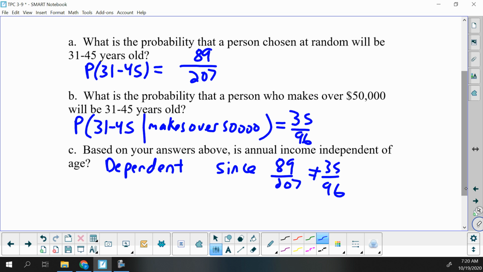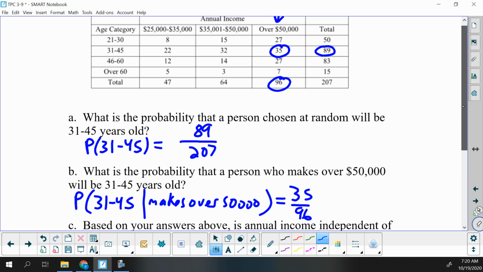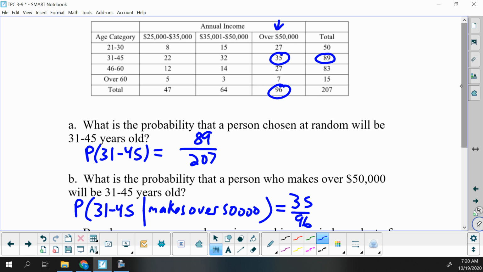So that's the harder way, the conditional probability one. Now you could have done this with our AND being equal to the individual ones. And let me just show you up here how you could do that. So our probability of being 31 to 45 and over 50,000, we would do 35 over our 207. And then we would say, okay, is it equal to our individual probability of being 31 to 45, which we had found is 89 over 207, times the individual probability of making over 50,000, which would have been the 96 over 207.